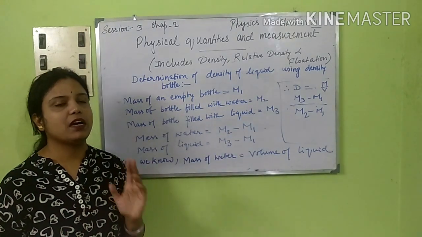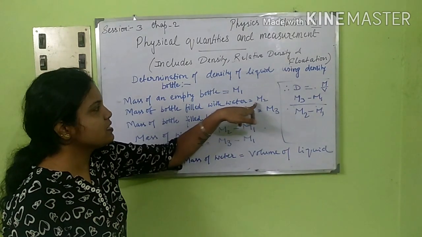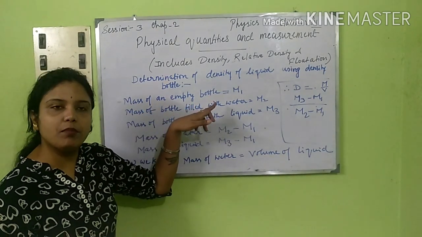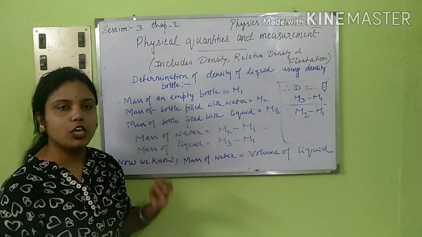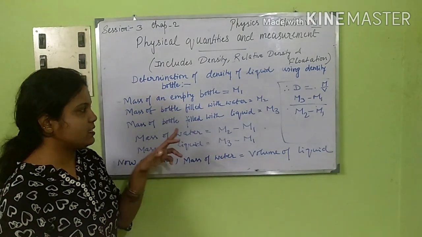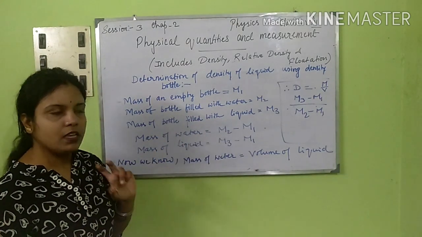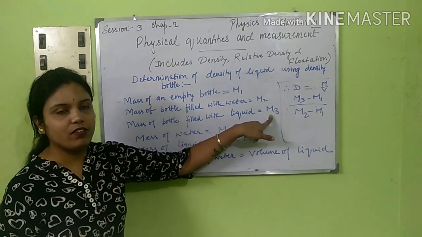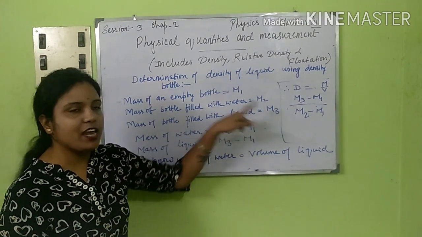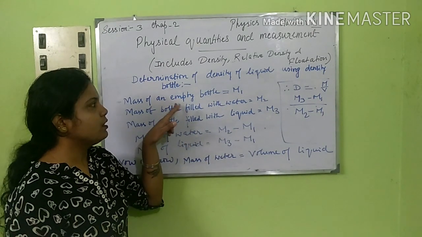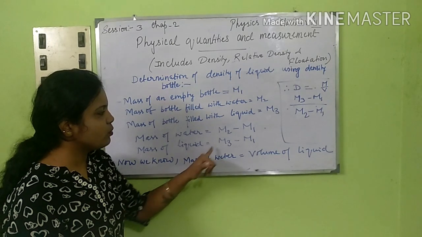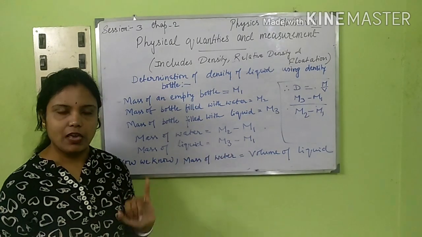Now how will you get the mass of the water? This bottle is filled with water and you have the mass of the empty bottle, so if you subtract these two, you will get the mass of the water. That means m2 minus m1. Secondly, you have the bottle filled with the liquid. You have its mass as m3, and you already know the mass of the empty bottle, that is m1. So the mass of the liquid is m3 minus m1.